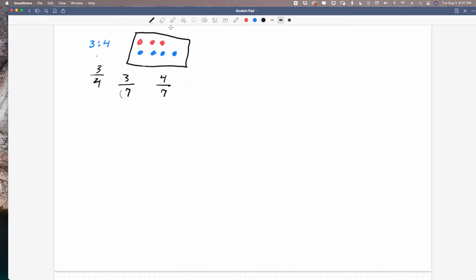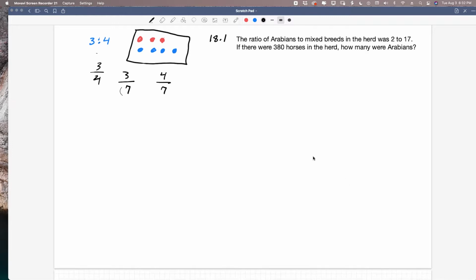So we have a practice problem, 18.1, and I'm going to put that problem up here for you. All right, our problem states the ratio of Arabians to mixed breeds in the herd was 2 to 17. So let's write that part down, 2 to 17. If there were 380 horses in the herd, how many were Arabians?